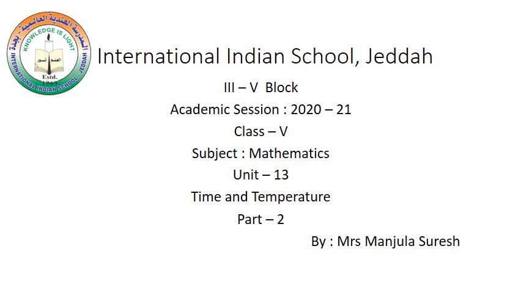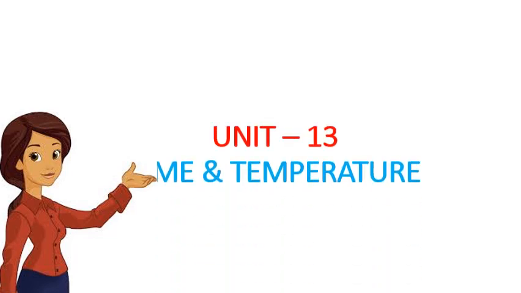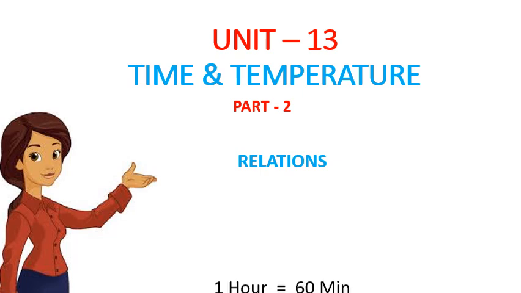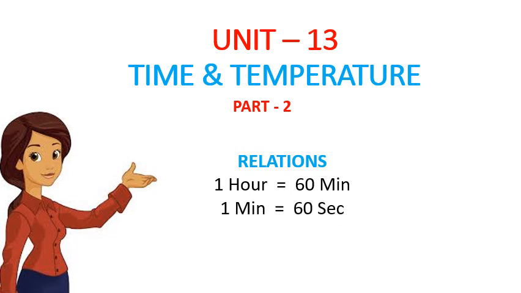Welcome back to Class 5 Mathematics, Unit 13, Time and Temperature, Part 2. In this, we have to recall the relations which you have learned in Part 1. That is 1 hour is equal to 60 minutes, 1 minute is equal to 60 seconds, and 1 year is equal to 12 months. So we are going to do addition and subtraction of time using these three relations.